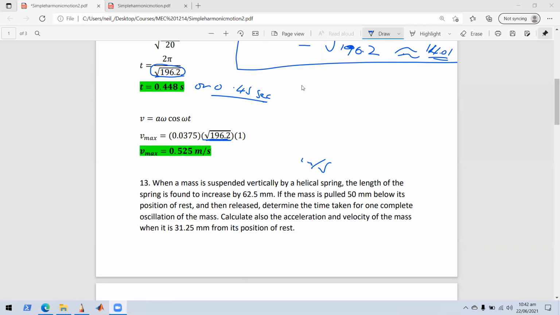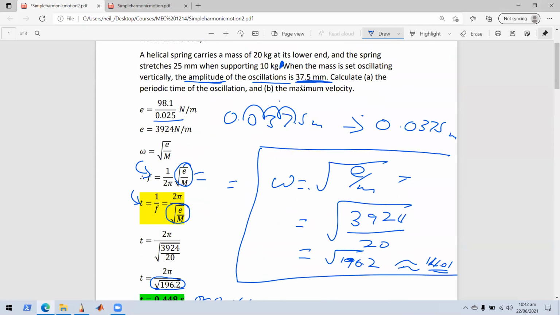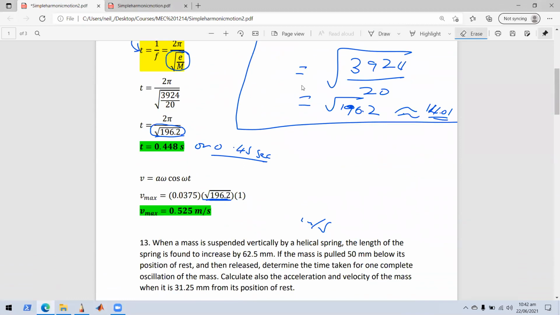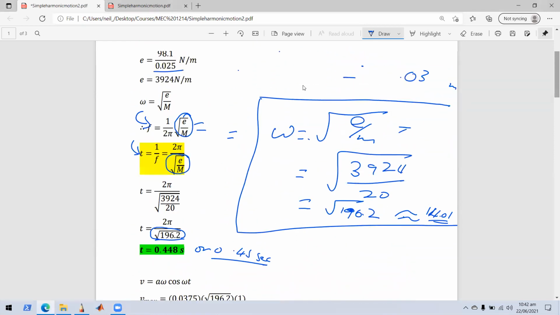Okay, yeah. So remember, you can't use 10 kg. 10 kg is just a test value to give us 25 millimeters, which just tells us what the stiffness is. Okay. So we end up with V max being equal to 0.525 meters per second. All right. Any other questions? No, all right, good. So no other questions, moving on.